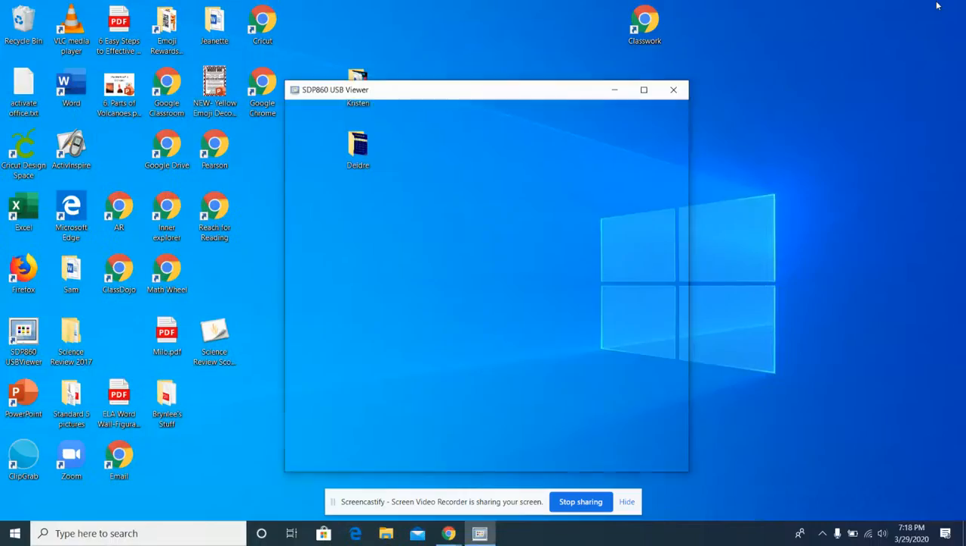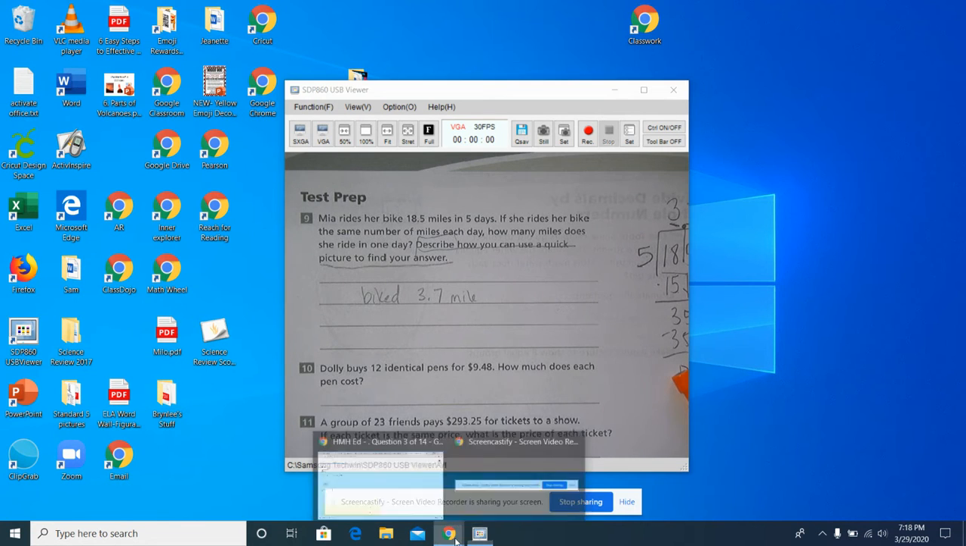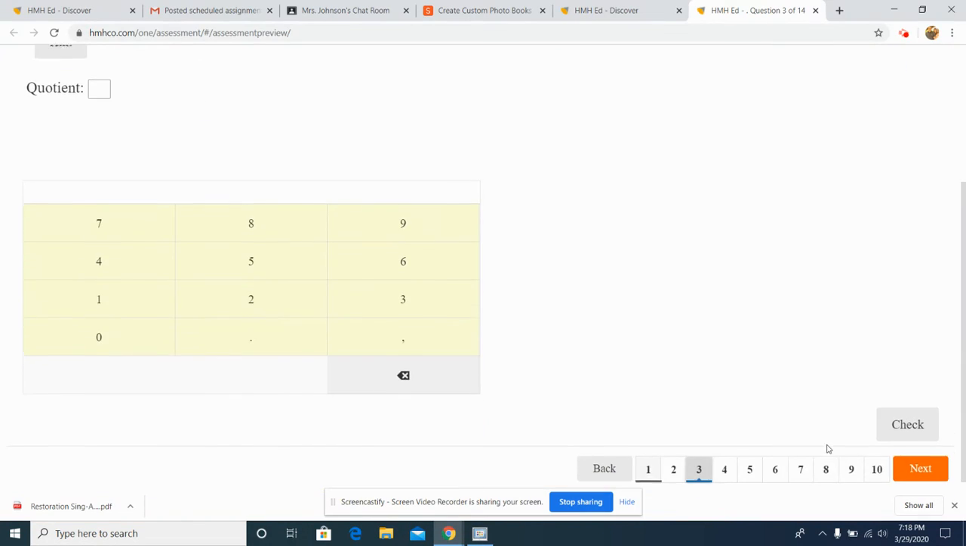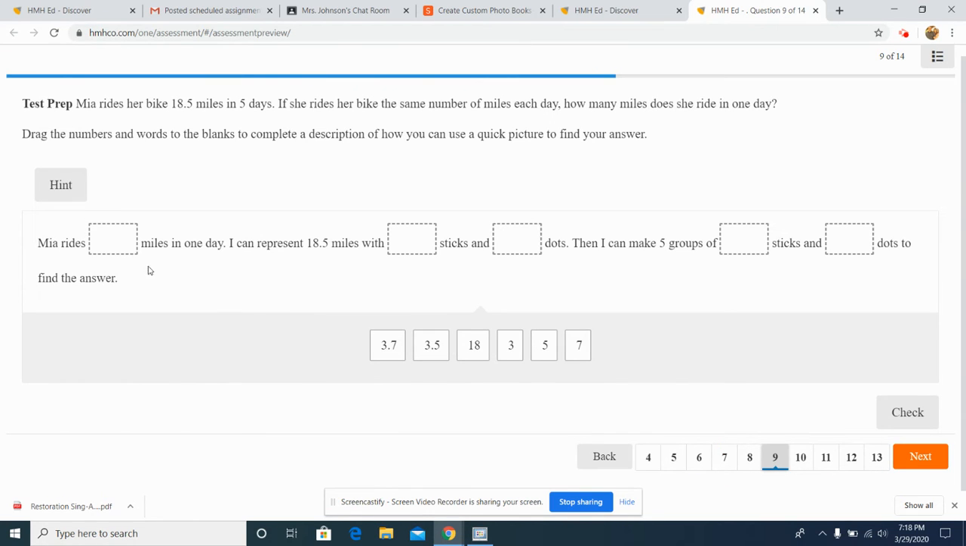Okay, so I'm going to go back over here to our assignment, and this is number 9. Okay, so here's the question. Mia rides, well, we know that she rode 3.7 miles. Okay, I can represent 18 5/10 miles with how many sticks? Well, how many holes do I have? I have 18 holes. And how many dots? Well, dots represent the smaller, the tenths. So how many tenths did I have? I had 5 tenths, so I'm going to put a 5 there.